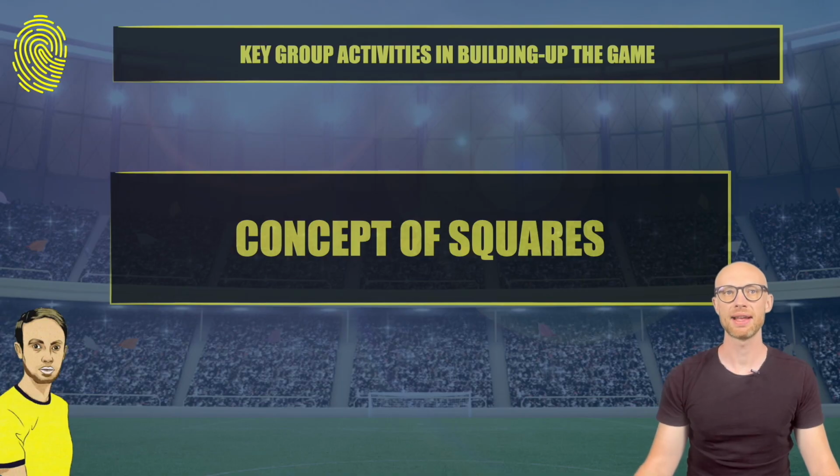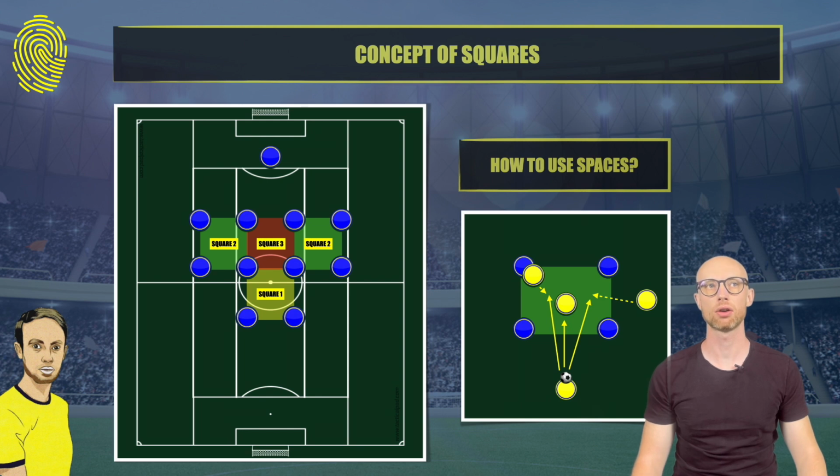In conveying methods of indirect space attacking, the concept of squares plays a key role. It allows players to easily understand which spaces to occupy in the game and where to direct the ball. I usually present the concept of squares to my players using a specific opponent's game structure.